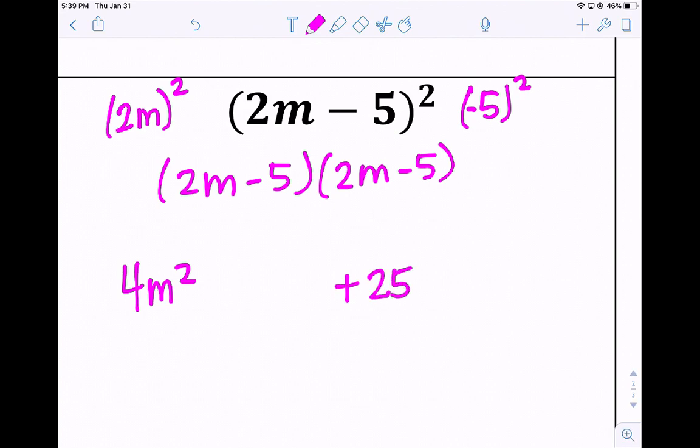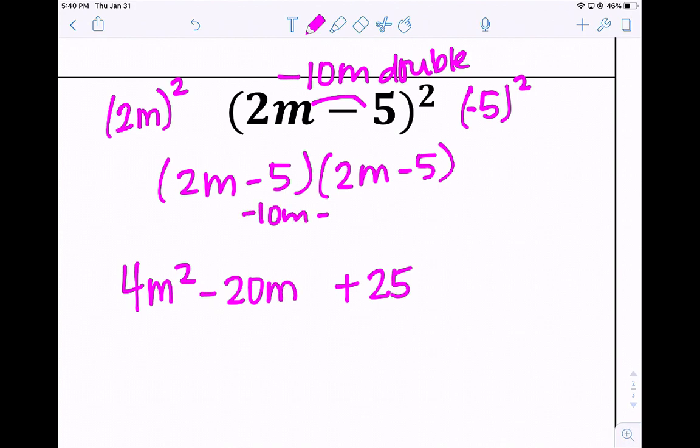Okay, and then the middle term, that's where it gets a little bit sketchy here. So we multiply these two by each other. So 2m times negative 5 is negative 10m. So we multiply those two, then we double it. So negative 10m doubled is going to be negative 20m, because we would get negative 10m and negative 10m when we multiply 2m times negative 5 and negative 5 times 2m. Those are going to be our middle pieces. So adding those together, then we get negative 20m.